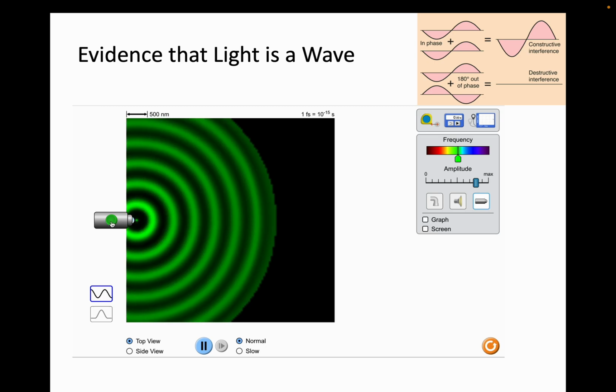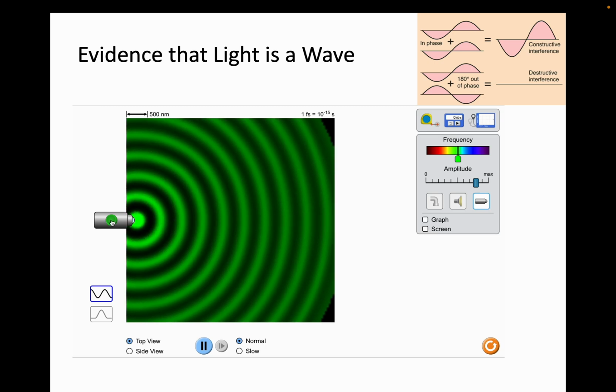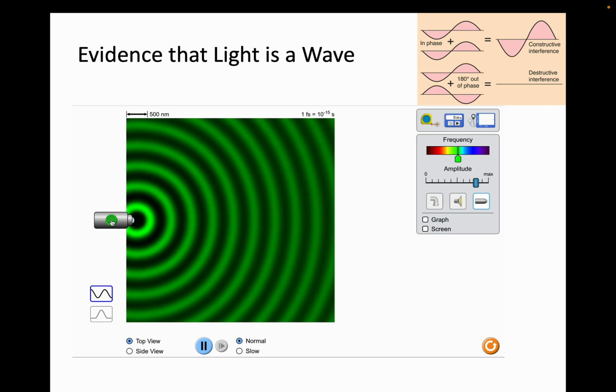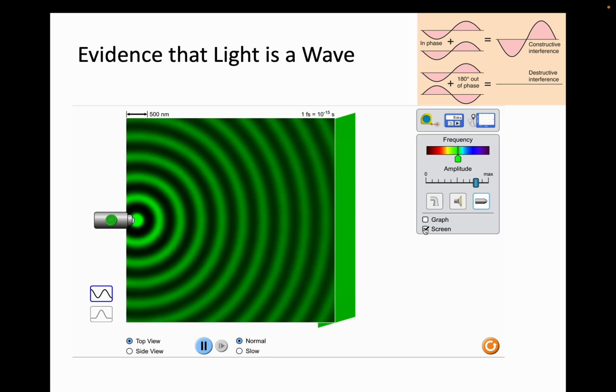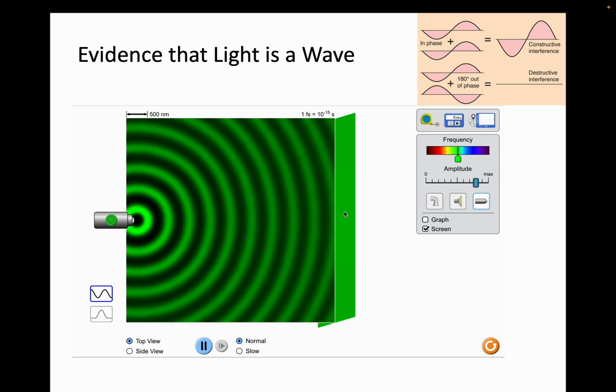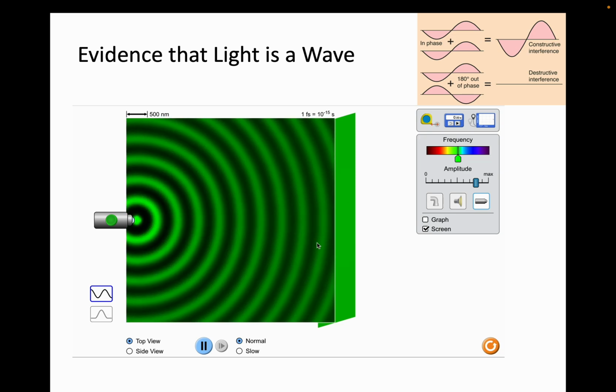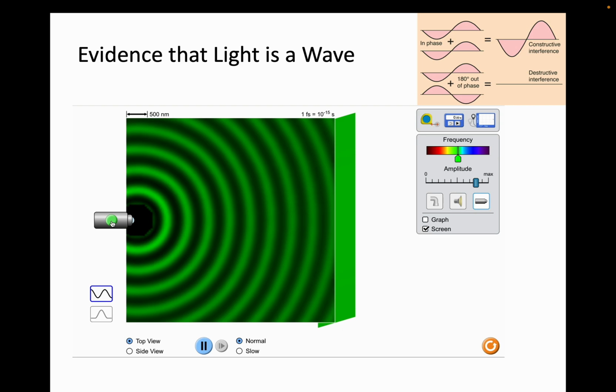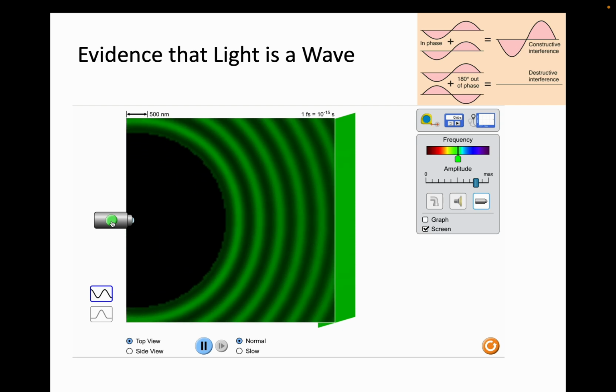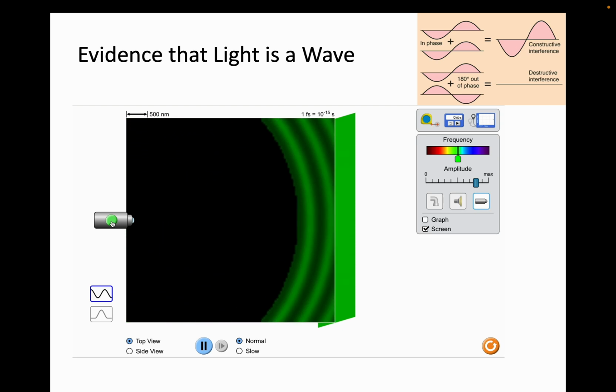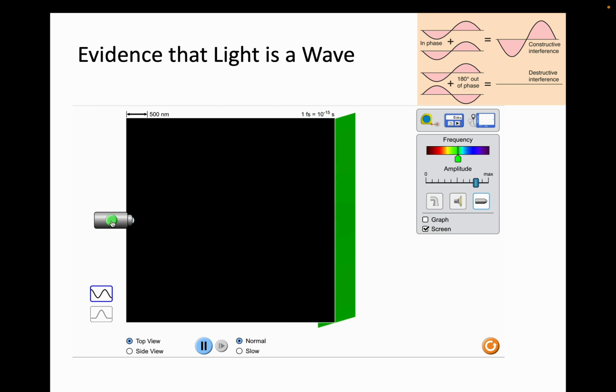Notice when we turn the laser on, we have, in this case, green light that's moving outward like a wave. If we were to look at a screen on the right-hand side, we would see how the light is striking the screen on the far right-hand side. We're considering light as a wave.